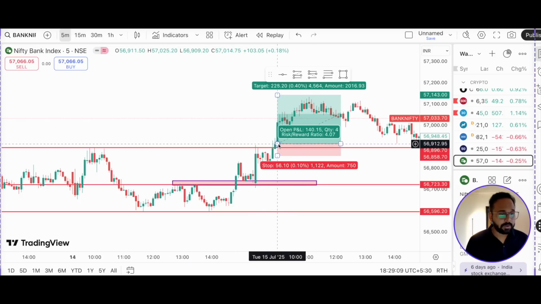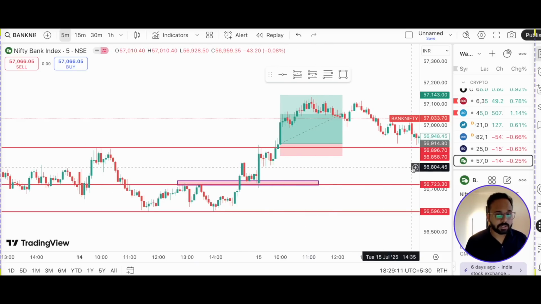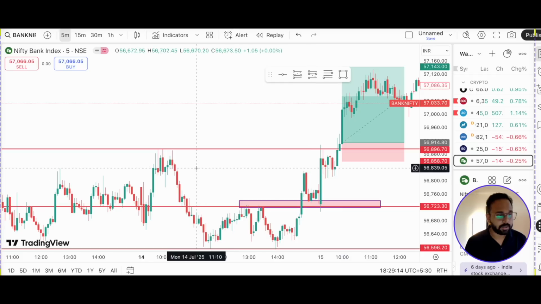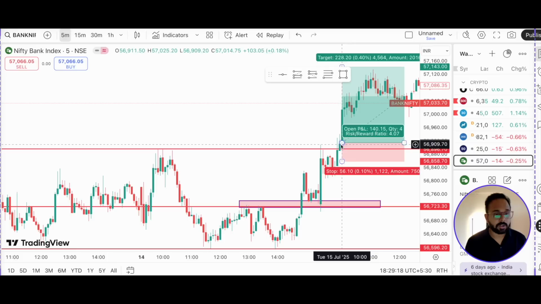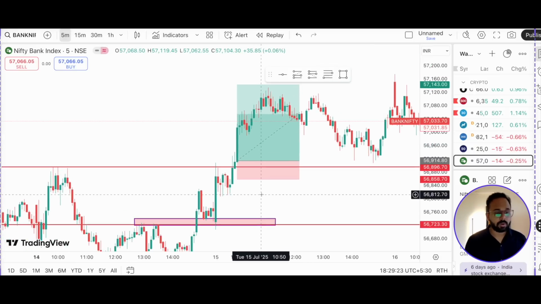Now why did we enter at the next candle even though there is a wick? Because, please see here, this was the previous resistance, and the market has given a closing above that. Okay, that is the logic for looking for an opportunity.